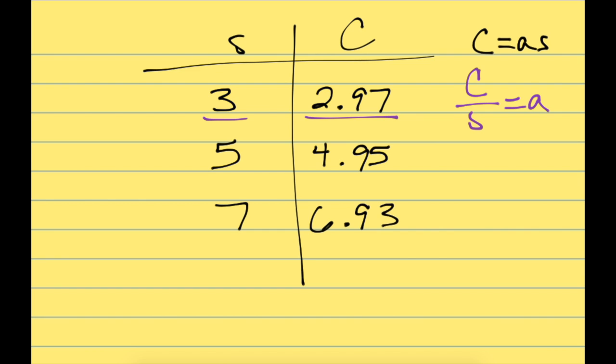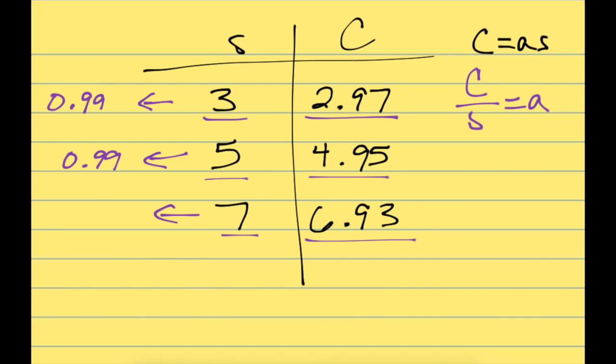So if we divide 2.97 by 3, what do we get? 99 cents. If we divide 4.95 by 5, what do we get? 99 cents. And if we divide 6.93 by 7, what do we get? 99 cents. So since we have the same thing each time, not only does that tell us that this is a direct variation equation, it gives us our constant of variation, 99 cents. And so there is our equation.